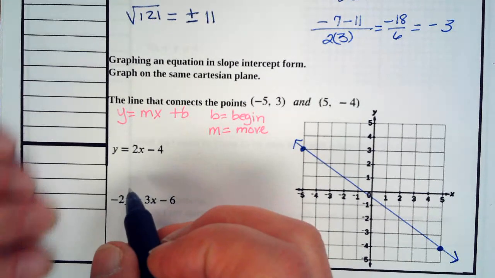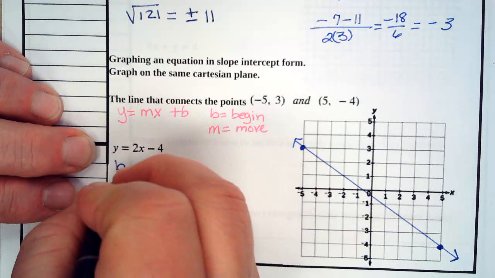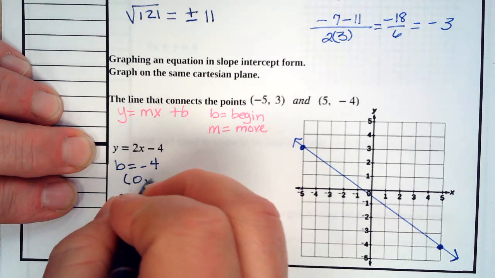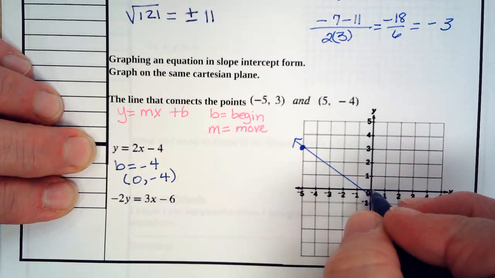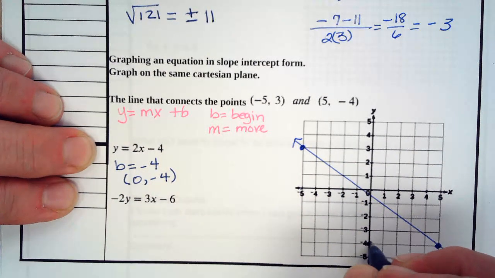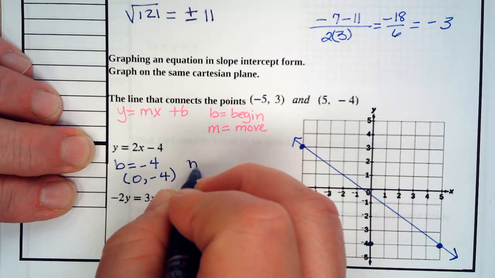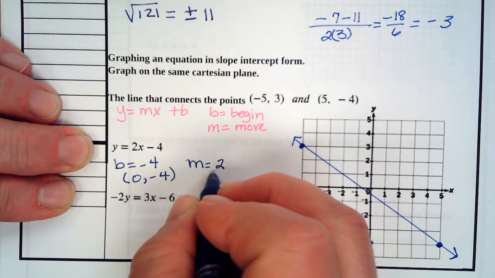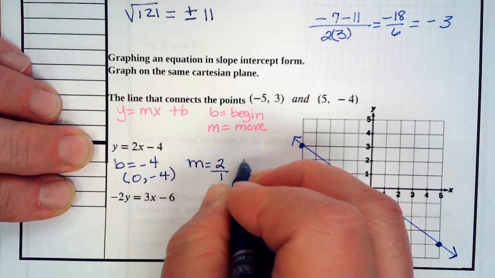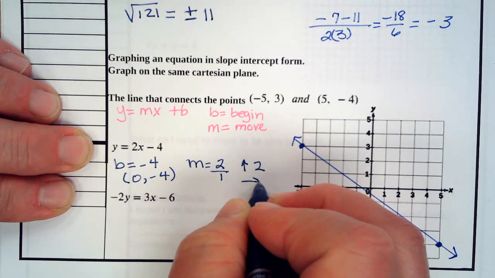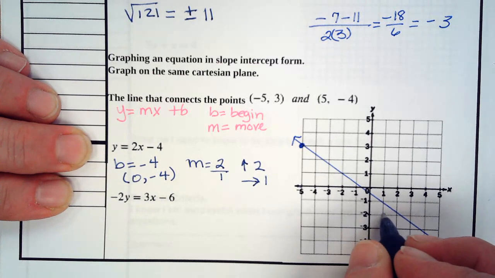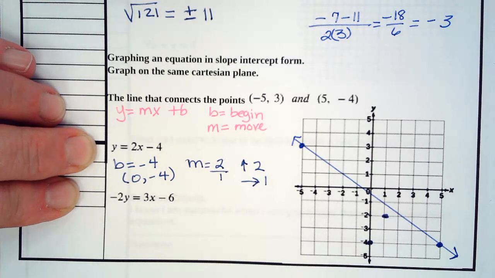So on the first one, where do we begin? -4. That is that point 0, -4. How do I move? It's actually 2 over 1, which means I go up 2, I go right 1. Starting at the point we've identified. Go up 1, 2, right 1, and there is our second line.